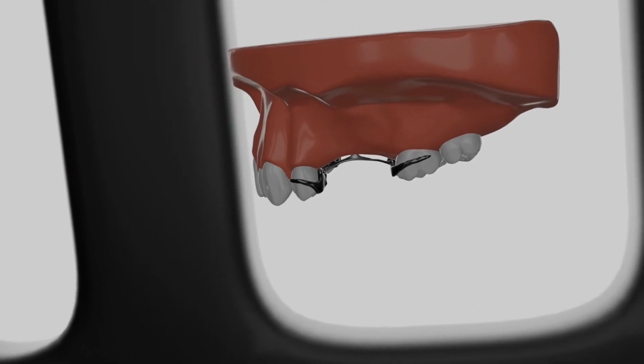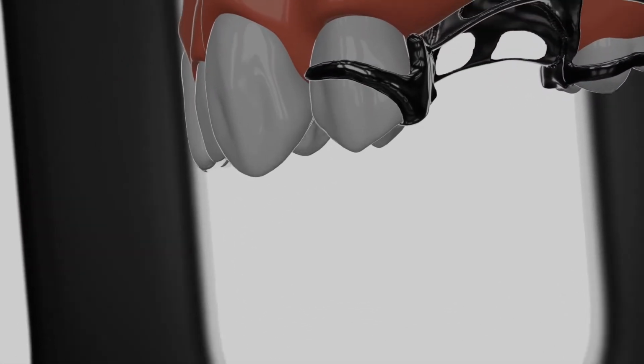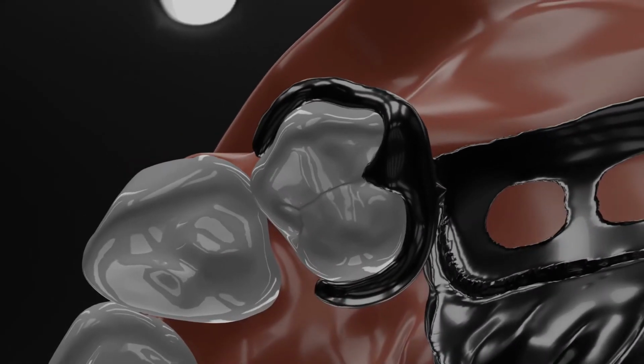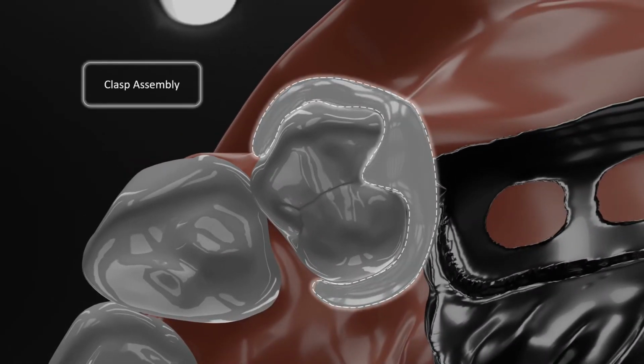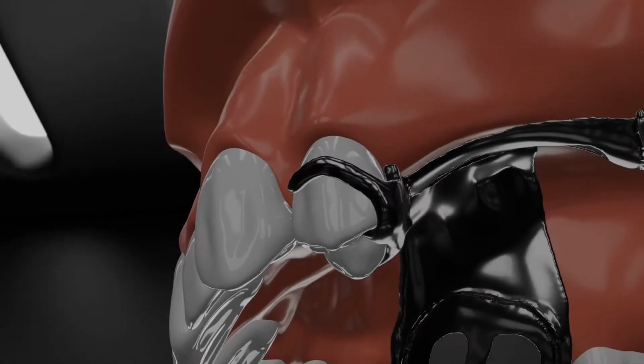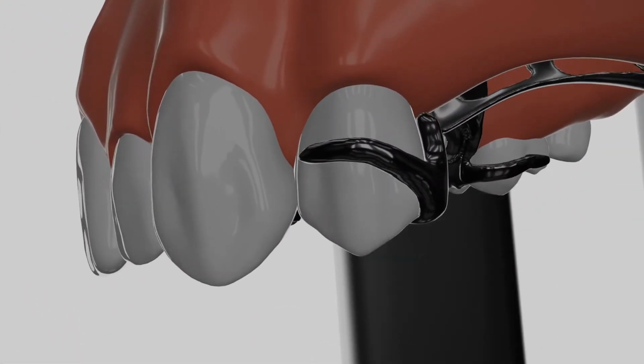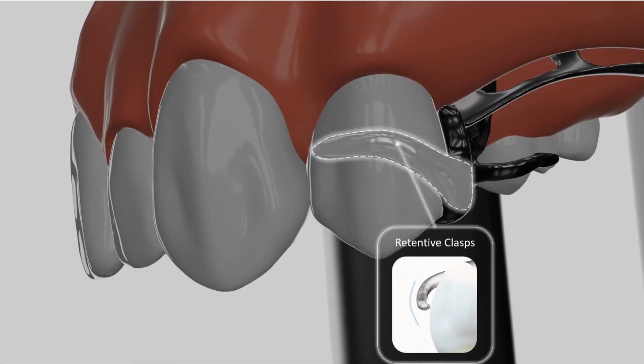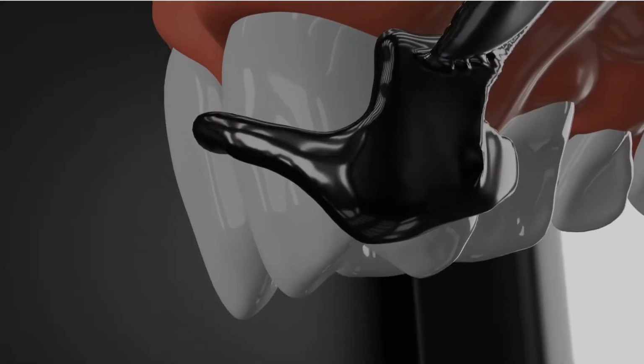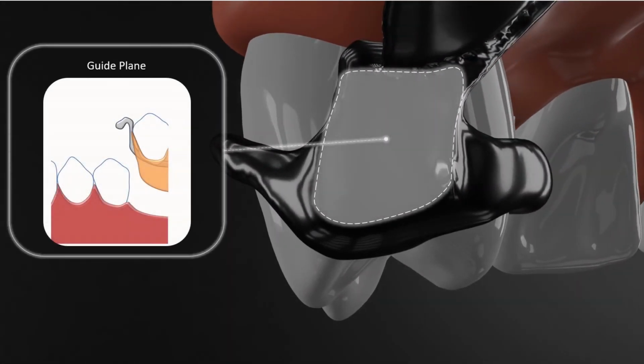An essential component of the RPD that contributes to many of its functions is known as the clasp assembly. Retentive clasps engage tooth undercuts to retain the partial denture during function. Guide plates guide the partial denture's insertion and removal along the proposed path of draw.